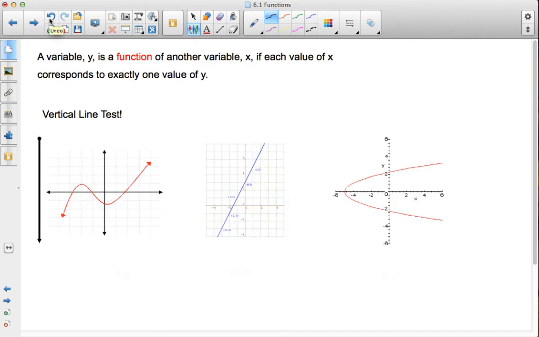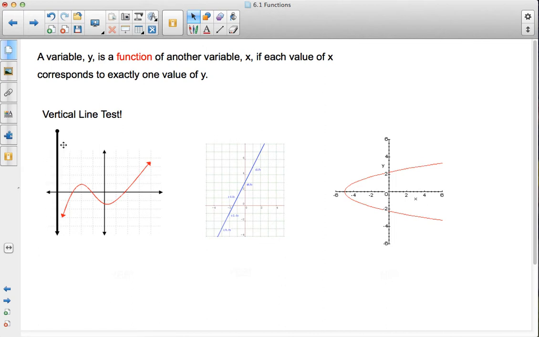Alright, so let's talk about a function itself. A variable y is a function of another variable x if each value of x corresponds to exactly one value of y. Or another way you could say it is that a function is a relation that assigns exactly one value in the range to each value in the domain. One way you can tell whether a relation is a function is to analyze the graph of the relation using a vertical line test. If any vertical line passes through more than one point of the graph, the relation is not a function.